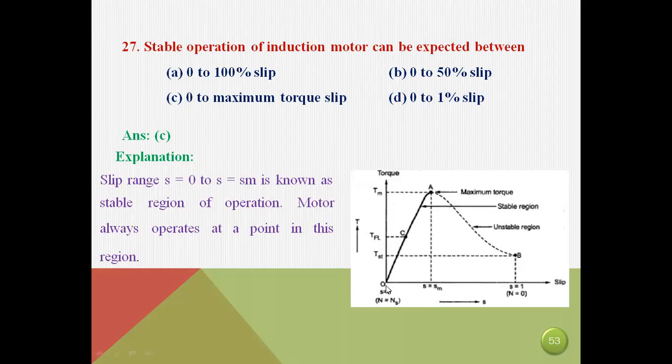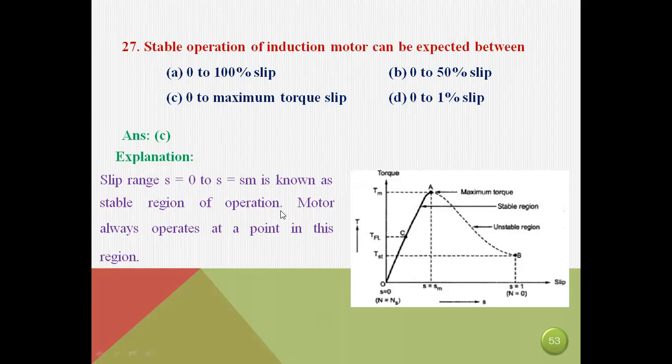So you can say from 0 to maximum torque, as well as slip is also maximum. So you will get the stable region of the induction motor at 0 to maximum torque slip. Because if you see, the slip range from 0 to maximum slip is known as the stable region of the principle of operation of induction motor.